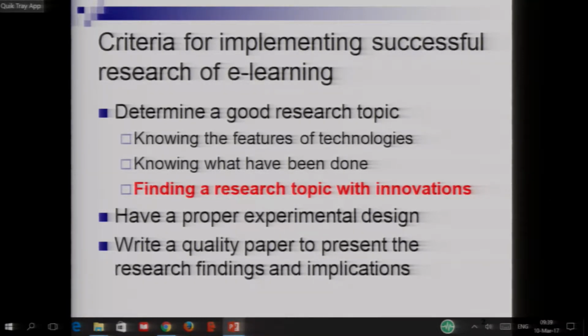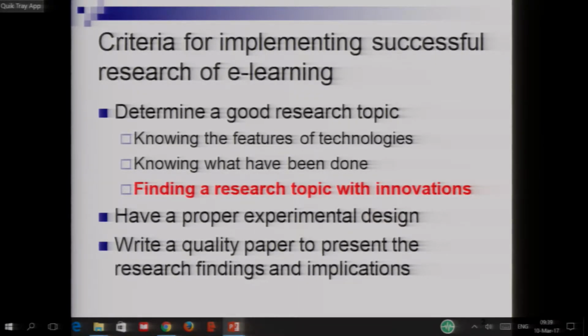If you already have a good research topic, I mean a really good research topic, you already succeed 50%. The other 50% is about how to design an experiment to prove that your strategy, your system, or your tool is good, is effective. And then you need to write a good paper to present your findings in a proper way. So that is the criteria of a good paper.